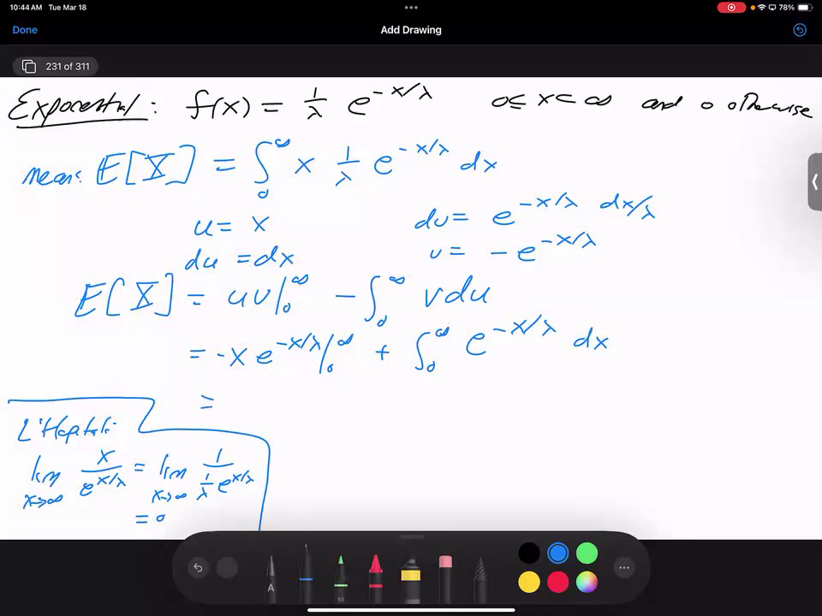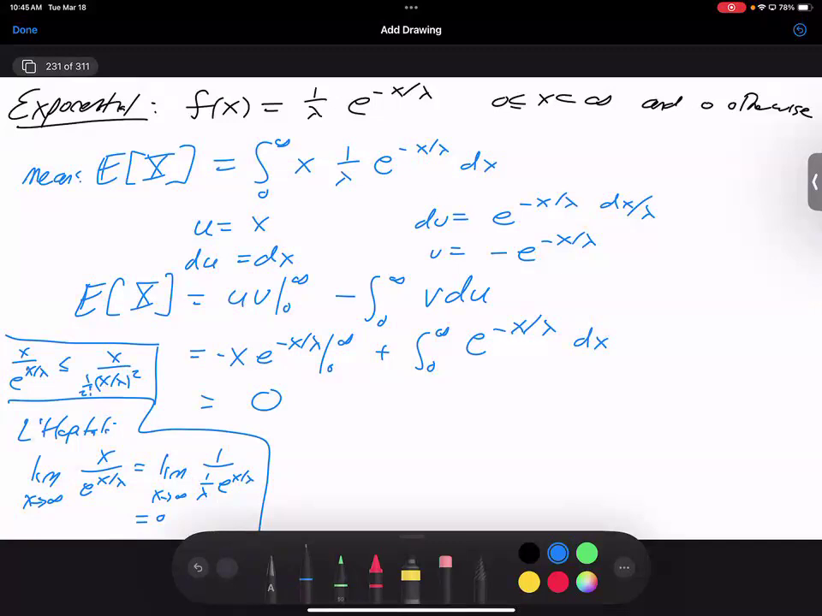So the boundary term is just going to be 0, because the exponential decays far faster. If you don't like this, another way to see the limit: x over e to the x over lambda is less than or equal to x over (x over lambda)^2 times 1 over 2 factorial, where I take just one term in the series expansion of the exponential. Because everything is positive, I've made the denominator smaller, which makes the fraction larger. And that's enough to show that this is going to go to 0.